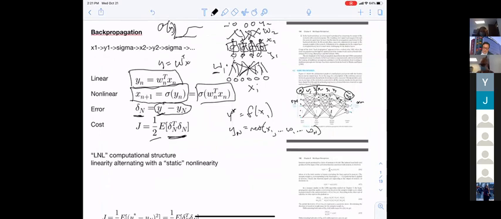We often refer to them as LNL computational structures. It's an older term, but it will show up in other domains: linear, nonlinear, linear. And the important point is it's linearity alternating with what might be called a static nonlinearity. And again, that's this point where the W's have this sort of mixing and the sigmas do not have a mixing.